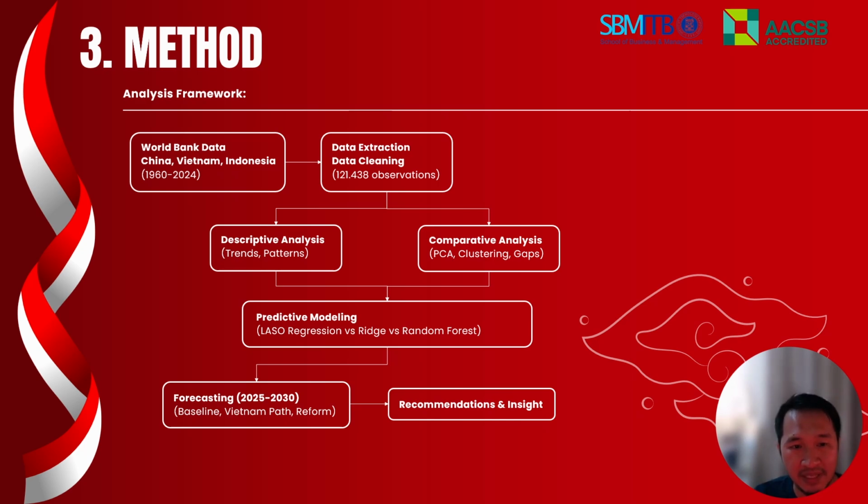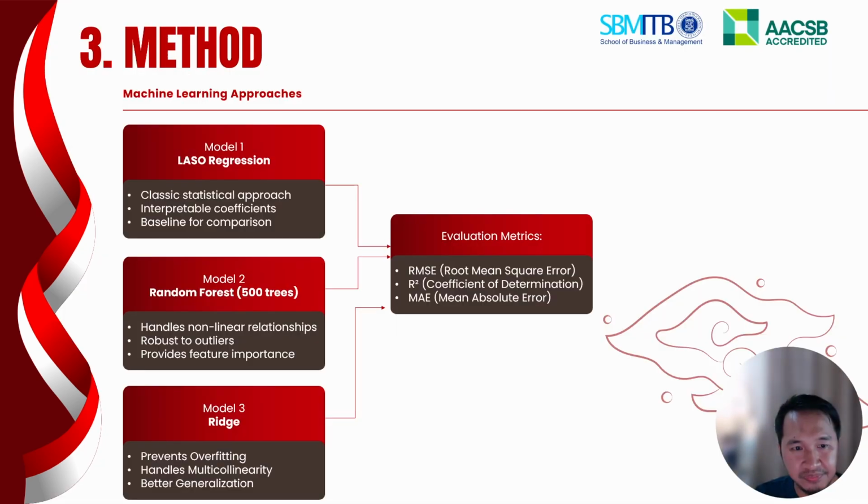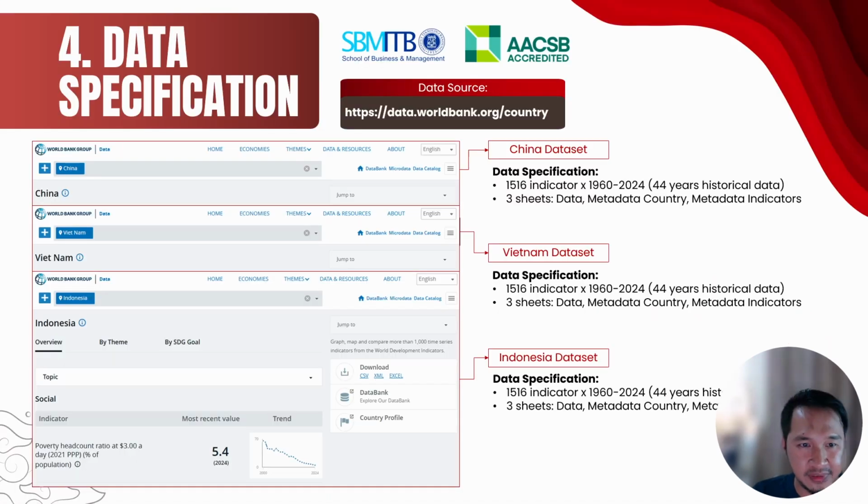What can we find from this analysis framework? We use 3 machine learning approaches. The first is lasso regression. Second is random forest. And the third is ridge. After that, we do evaluation using metrics such as RMSE, R squared, and MAE, mean absolute error.